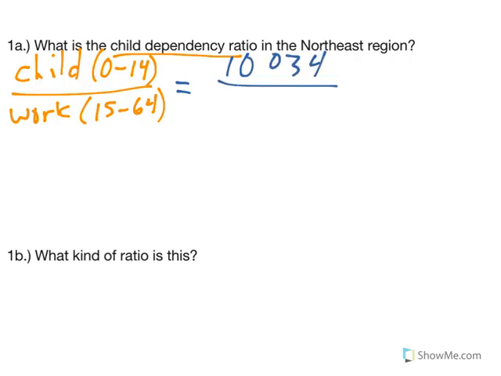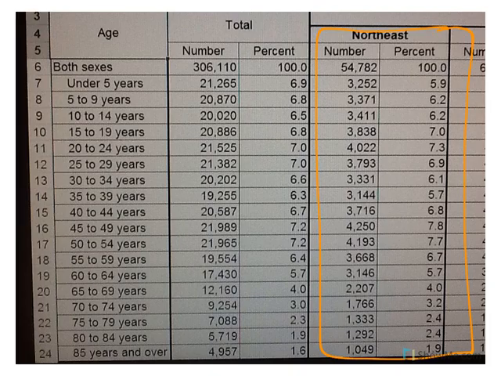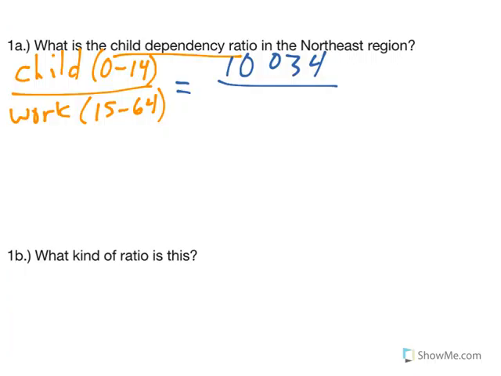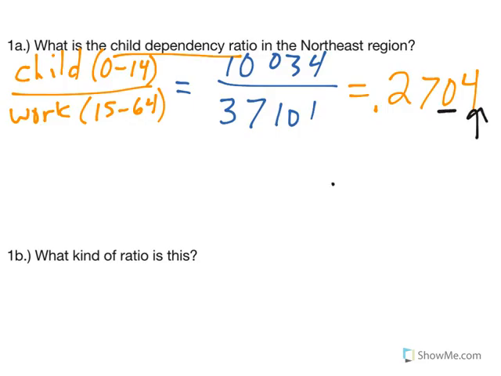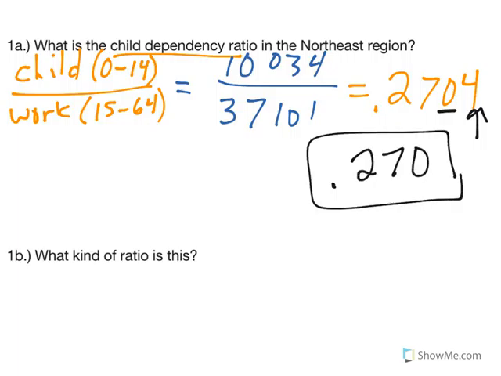Then the working class, right? I said I wouldn't reference it, but the working class, you're going to add up all of these, because those people are the working class, and you end up with 37,101. So when I divide these, I end up with a decimal of 0.2704. We're going to round to the nearest thousandths. Zero's a thousandth place, 4 rounds down. So my child dependency ratio is 0.270.